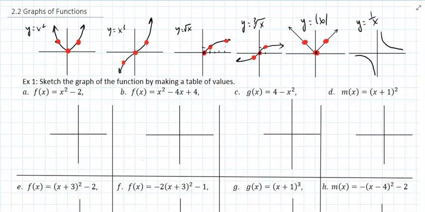Section 2.2 talks about graphs of functions. So this is general for all graphs. There are 6 graphs that we should familiarize ourselves with. In section 2.2 there's a page that has those graphs, and we're going to elaborate on these graphs. So we're going to sketch these graphs 2 ways.